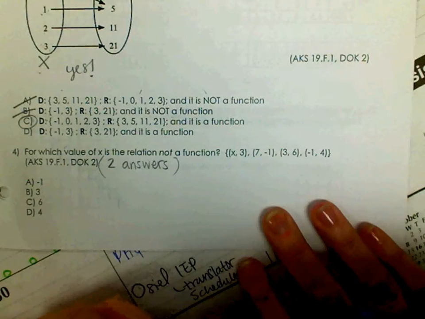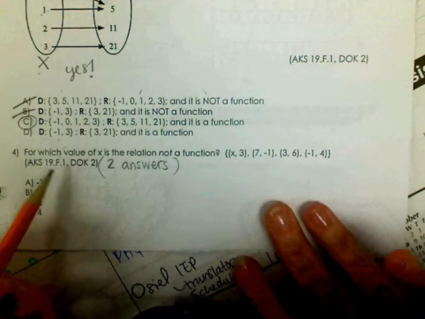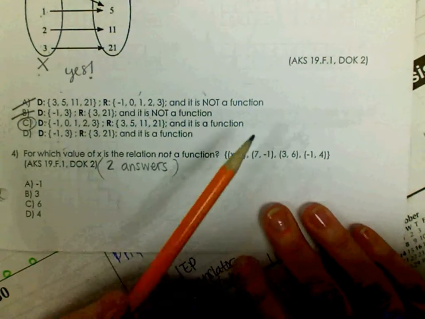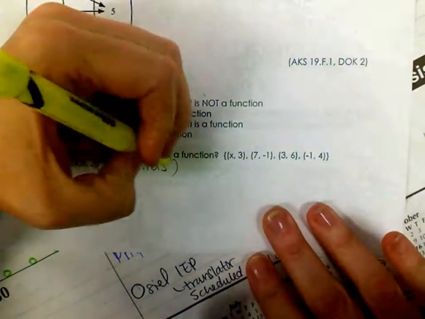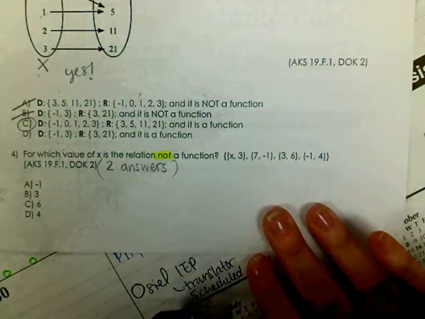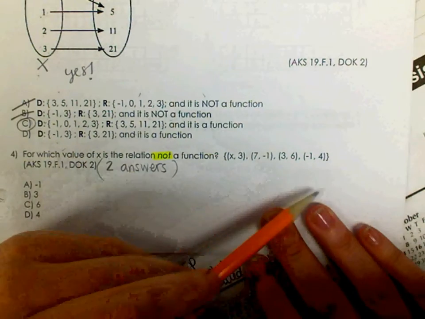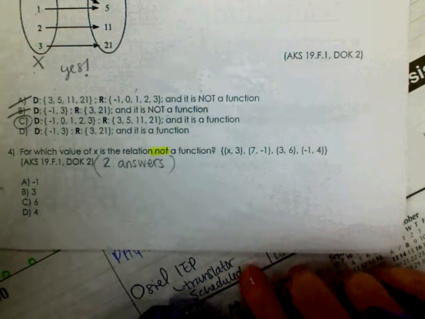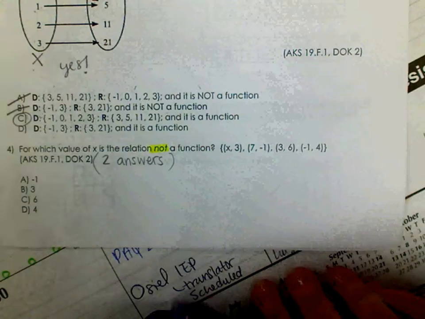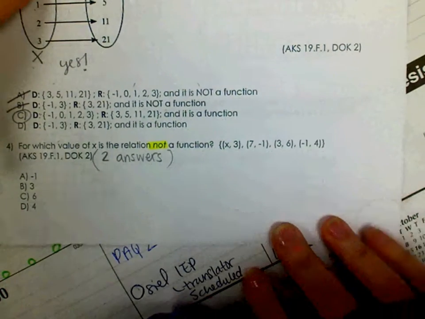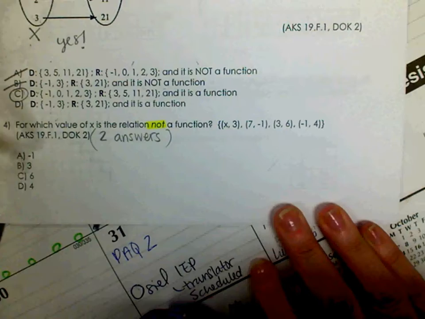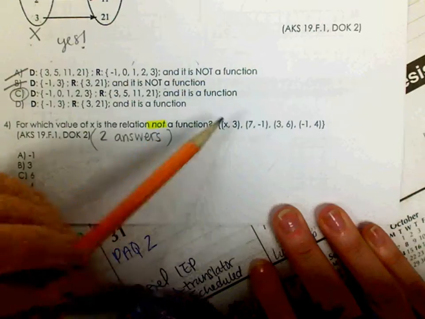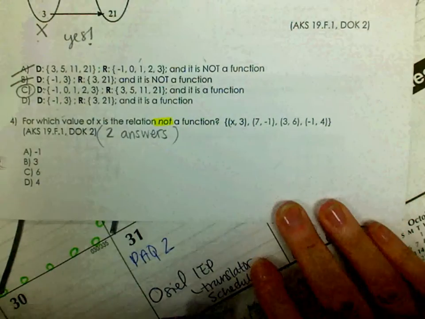Okay, number 4. There are 2 correct answers for number 4. So this one says, for which value of x is the relation here not a function? That's an important word. Not a function. So we want to make this not a function. For something to be not a function, it would have x values that are repeating, right? A function is when none of the x values repeat. So we have to see which number, if we made x one of these numbers, would it not be a function? So let's see. Let's highlight the x's first.